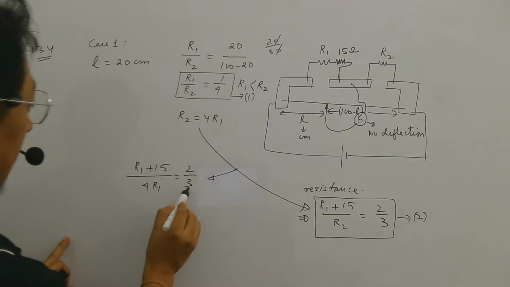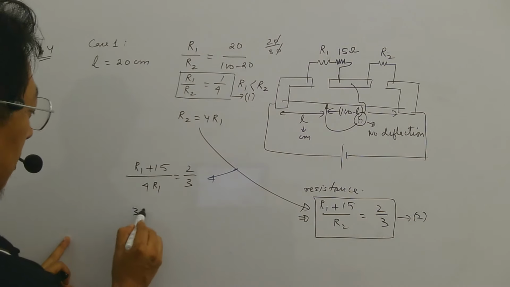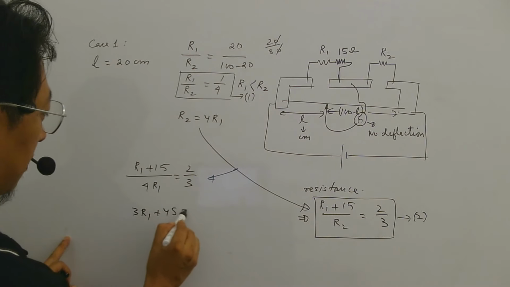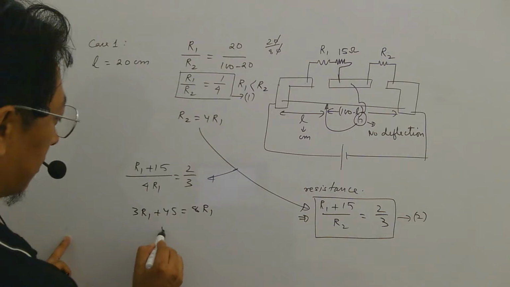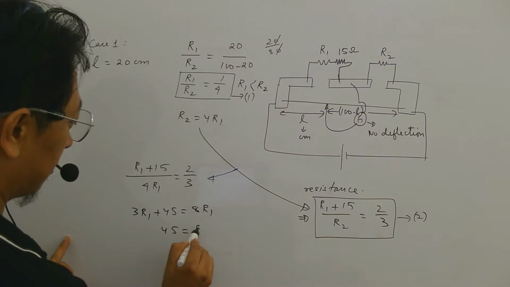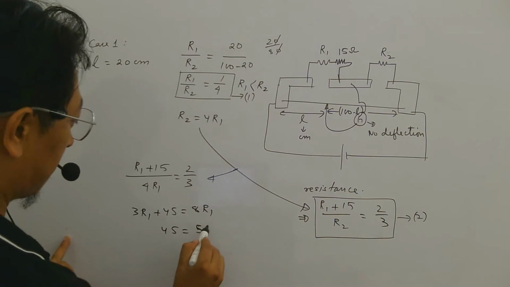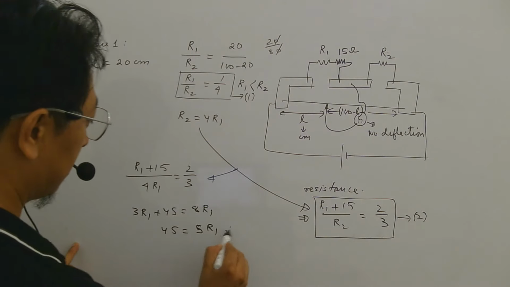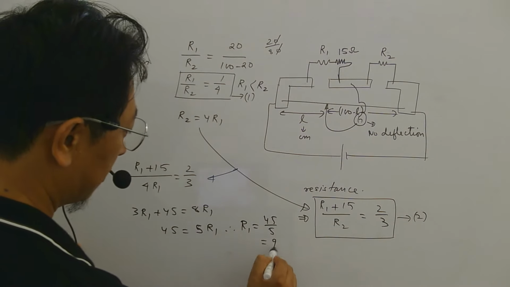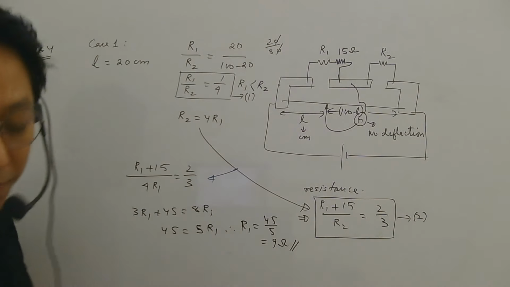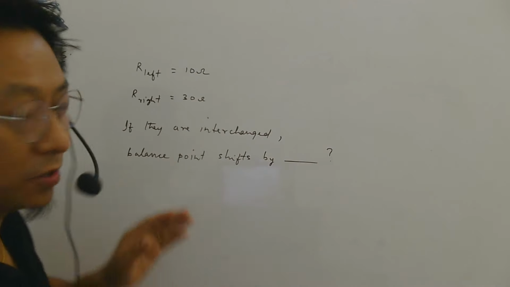Cross multiply. Here 3R1 plus 45 equals 8R1. Take 3R1 to that side. So 45 equals 8 minus 3, 5, times R1. So therefore R1 will be 45 by 5, which is 9 ohm. Right? So next question, 135.